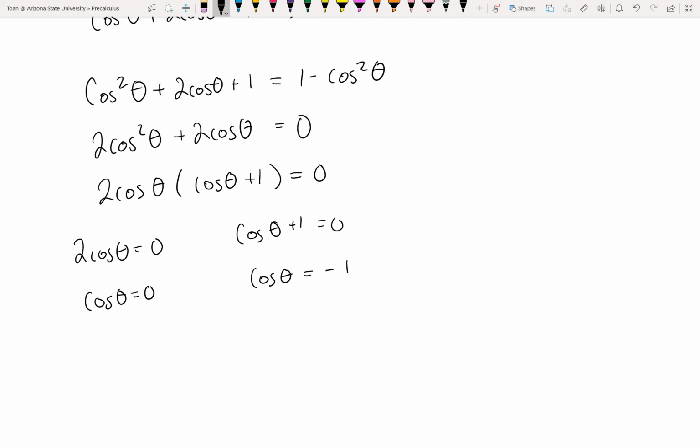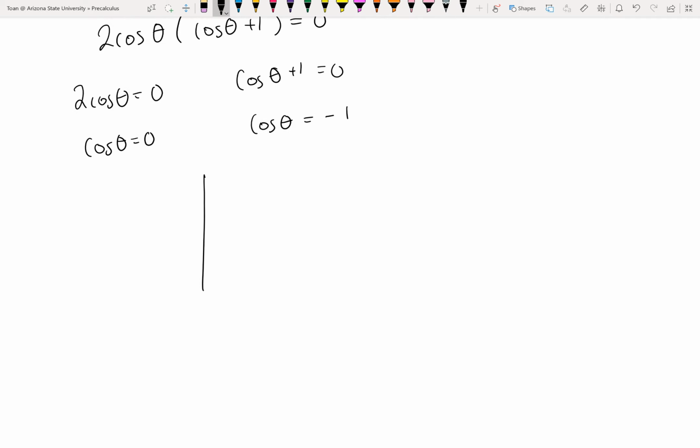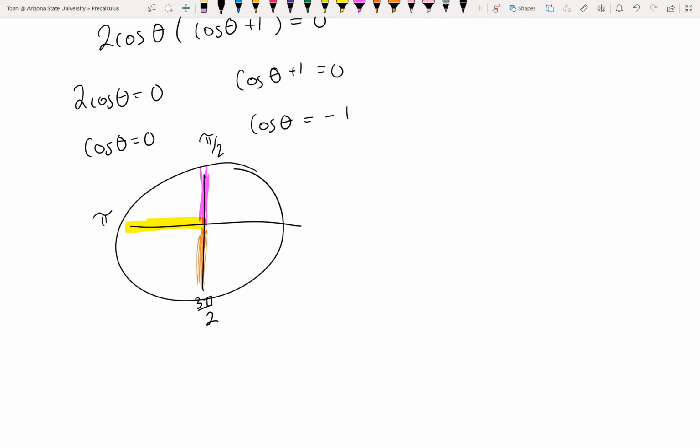Now, 0 and -1 are special. That means they're quadrantal angles. So if I look at the coordinate system, that means my answer is pi, because that's where cosine equals -1. And my answer is going to be pi halves, that's where cosine is 0, and 3 pi halves, because that's where cosine is also 0. Now, I don't have to worry about symmetry and all that fun stuff, because the problem says we want to stick in one circle, so I don't need to worry about multiple answers. So let me go ahead and write this down: theta equals pi halves, pi, 3 pi halves.